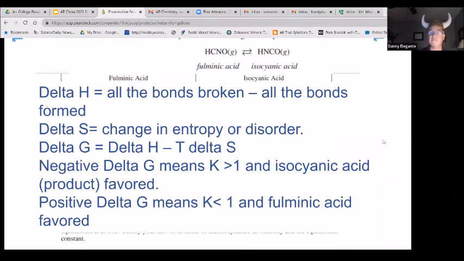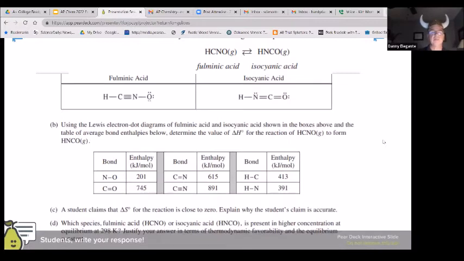A positive delta G is exactly the opposite. So a K less than 1, and the reactants are favored. Okay, so keeping that in mind, go ahead and write your response.